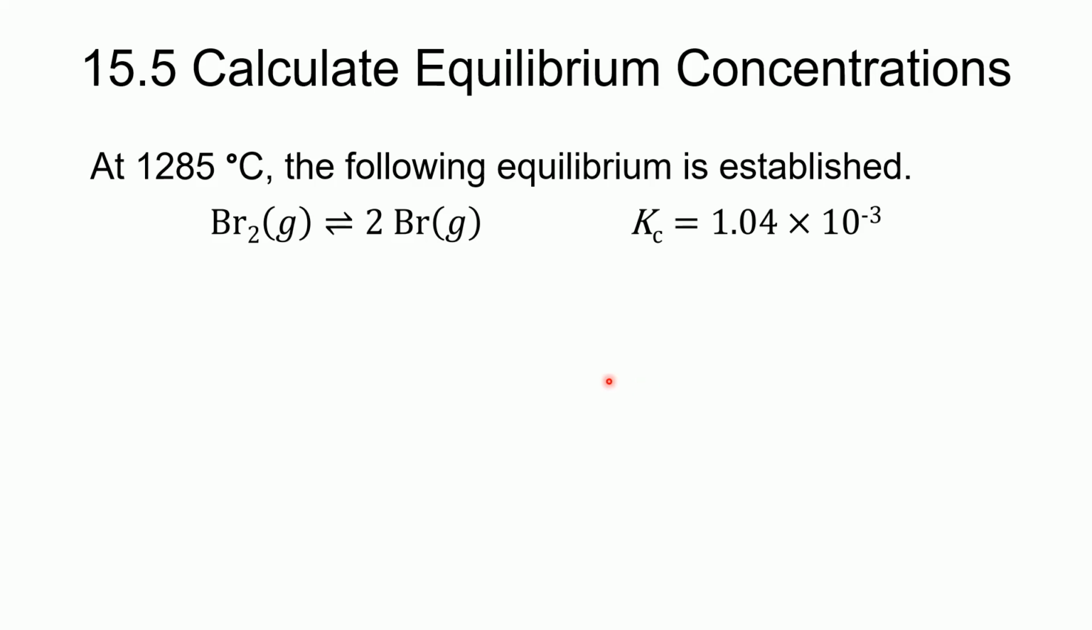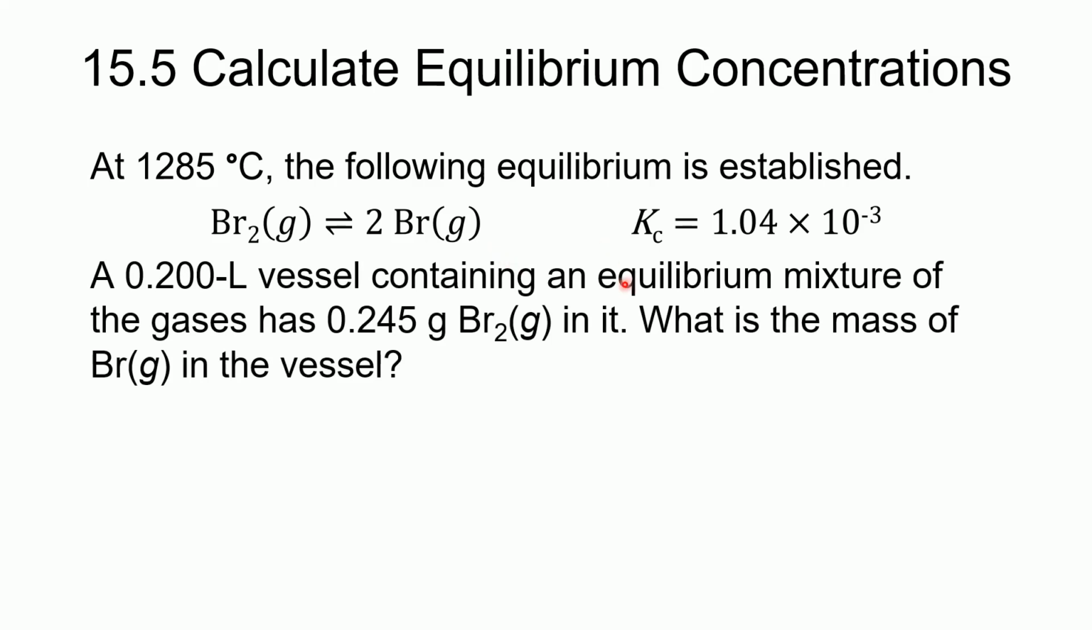By the way, since that is much smaller than 1, we would say that this one is reactant favored. So we should have more of the bromine than we do of the Br at equilibrium. The question is, we have a 0.200 liter vessel, and it contains an equilibrium mixture of the gases. And it had 0.245 grams of Br2. What is the mass of Br in the vessel?